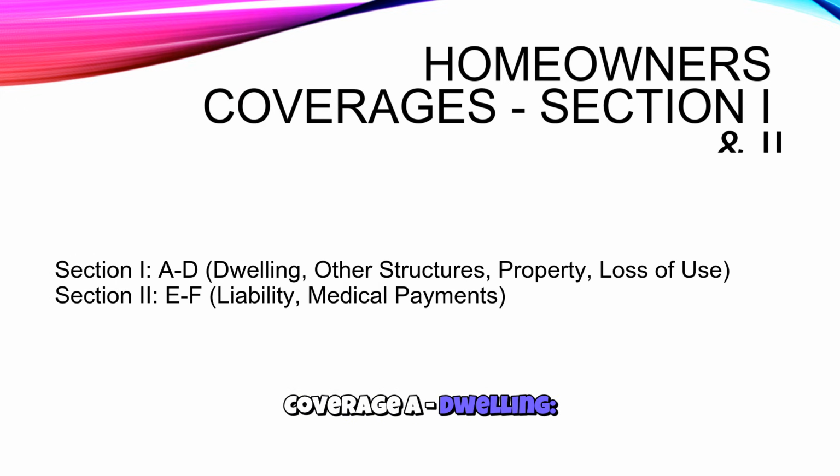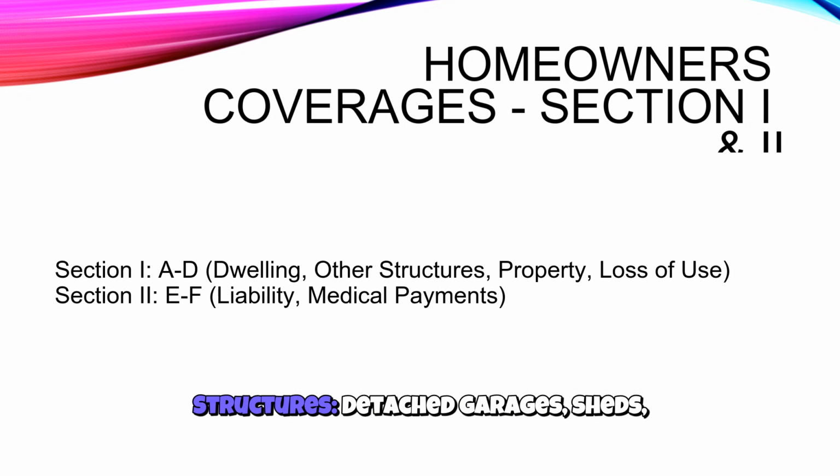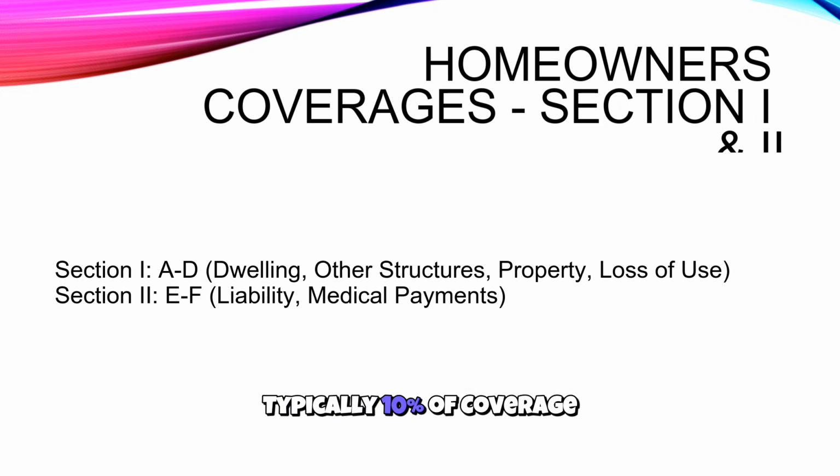Coverage A, dwelling, the house itself. Coverage B, other structures, detached garages, sheds, fences, typically 10% of coverage A. Coverage C, personal property, your stuff, typically 50% of coverage A. Coverage D, loss of use, pays for additional living expenses if your home is uninhabitable after a covered loss. Typically 30% of coverage A.